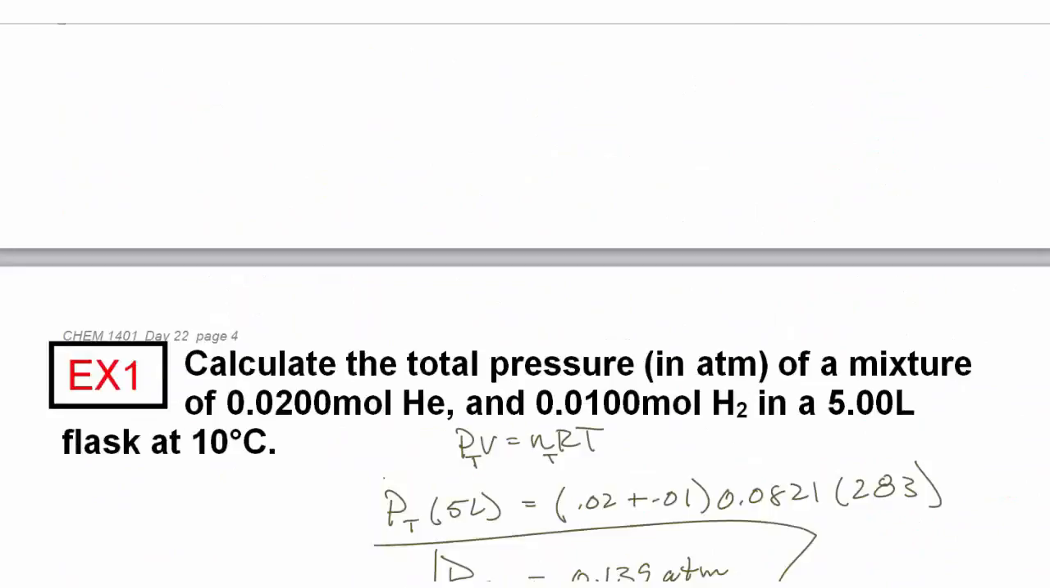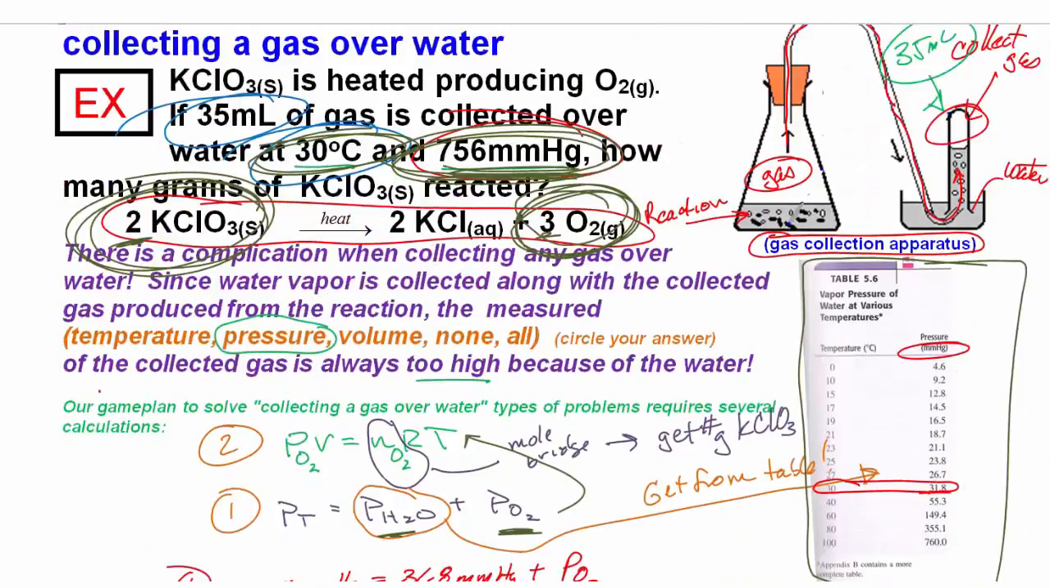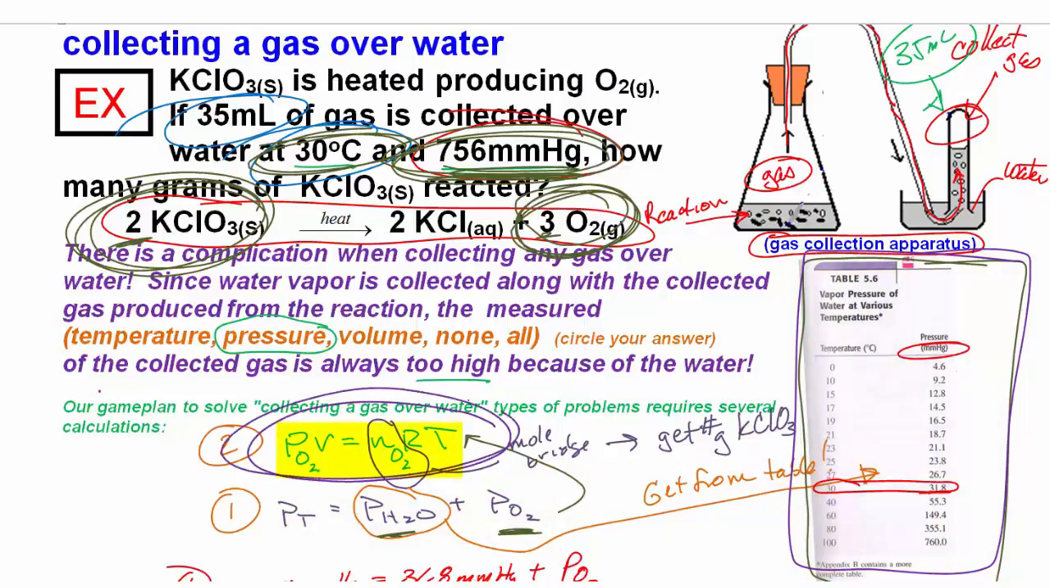So in these problems, I think the toughest ones are these collecting a gas over water problems. So just realize that the first thing you need to do is correct the pressure. And they're always going to give you a table of these water vapor pressures. So you correct the pressure by subtracting out the pressure due to water. Then you'll have the correct pressure to plug into your ideal gas law so you can get the number of moles of the gas. Then you use the mole bridge to get the answer you're interested in. Good luck.